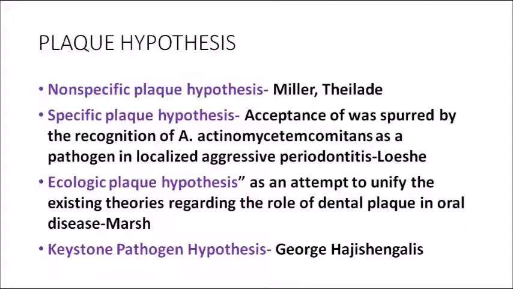The third plaque hypothesis is the ecologic plaque hypothesis. He tried to unify the existing theories and he said it is not just the plaque, it also depends upon the environment, whether disease will be caused or not. It was given by Marsh. Then we have the keystone pathogen hypothesis. It was given by George Hajishengallis and he attributed a keystone role to PG, or P. gingivalis, which was considered as the keystone microorganism which causes the disease.